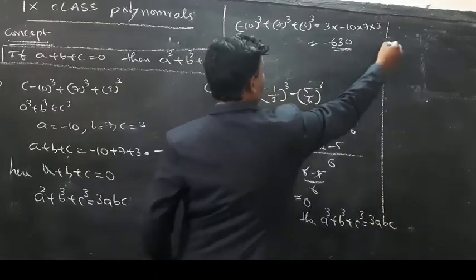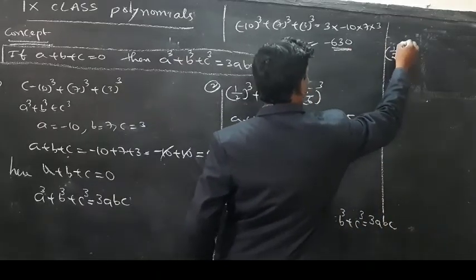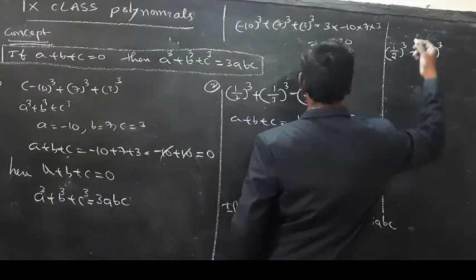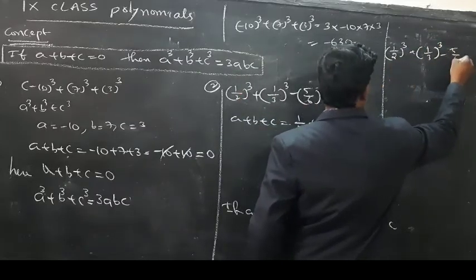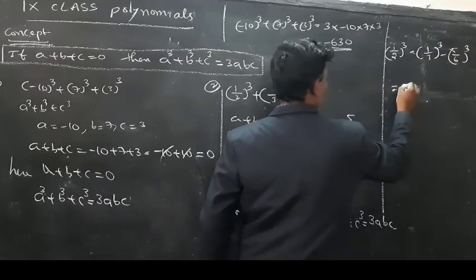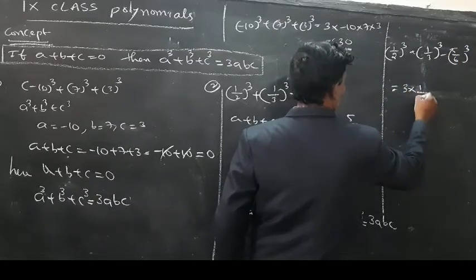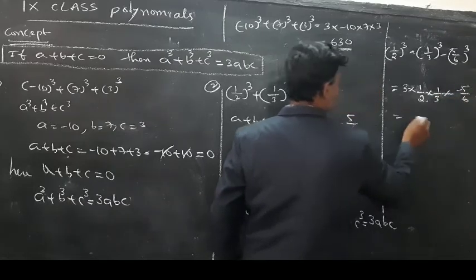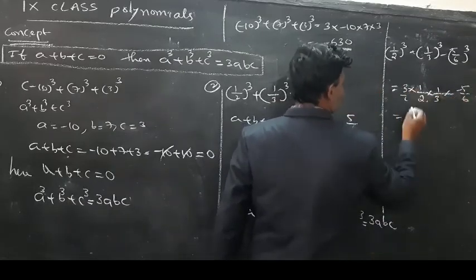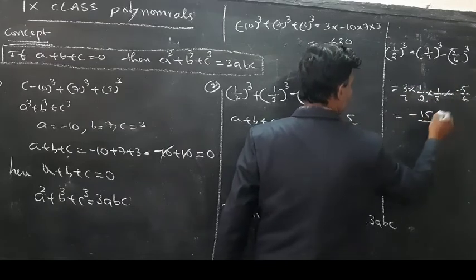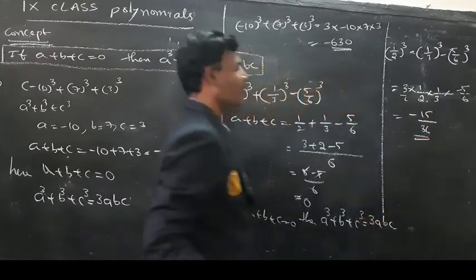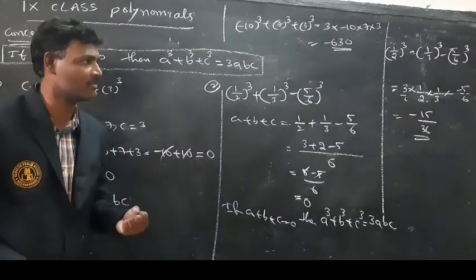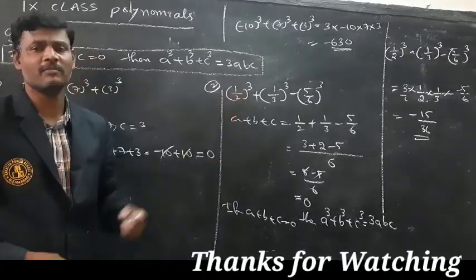The value of 1 by 2 whole cube plus 1 by 3 whole cube minus 5 by 6 whole cube is equal to 3 into 1 by 2 into 1 by 3 into minus 5 by 6. It means minus 15 by 36. So the value of 1 by 2 whole cube plus 1 by 3 whole cube minus 5 by 6 whole cube is equal to minus 15 by 36.